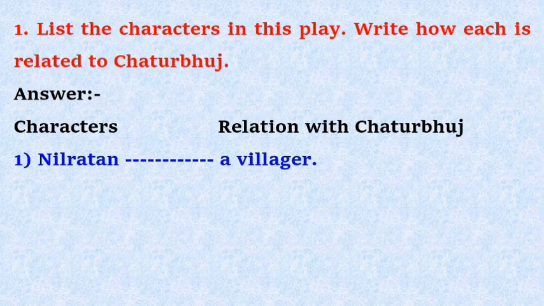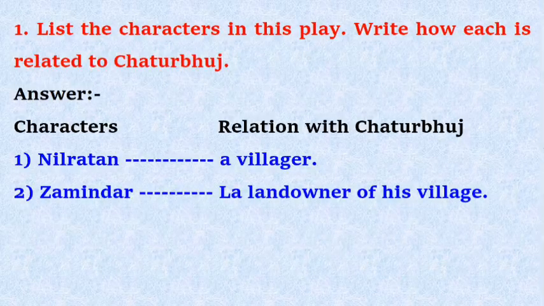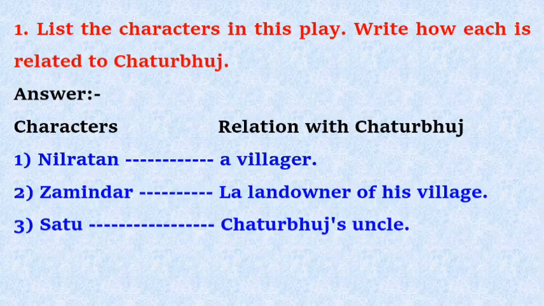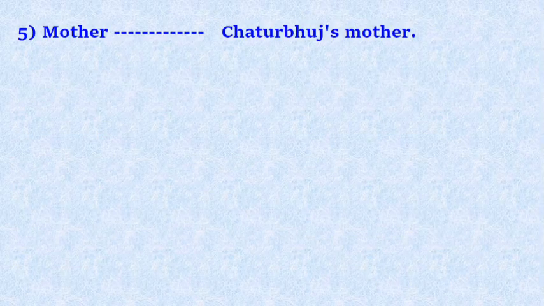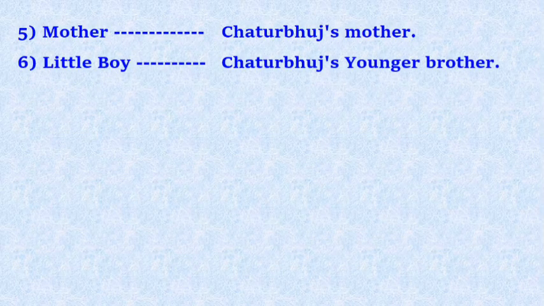First, Nil Ratan, a villager. Second, Zamindar, the landowner of his village. Third, Satu is Chaturbhuj's uncle, and fourth, maid, a maid servant of his family. Fifth, mother, Chaturbhuj's mother. Six, little boy, Chaturbhuj's younger brother.